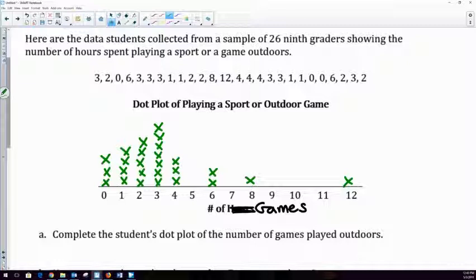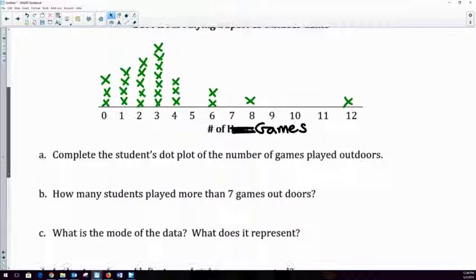One thing that I do after I go through and do all my X's is I count up all of my data points listed, and then I count up all my X's or dots just to ensure I got all of my numbers. Looking here, I think I did a pretty good job. Now that I have my data arranged on my dot plot, I can use that to answer my questions.